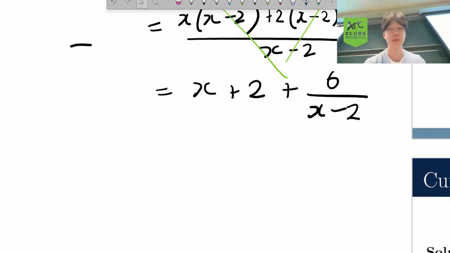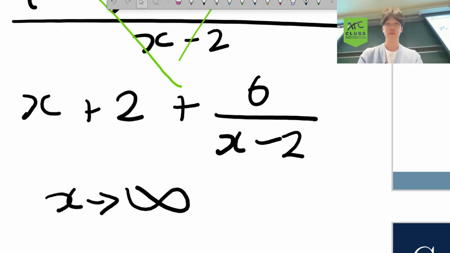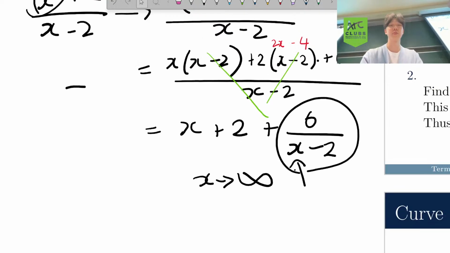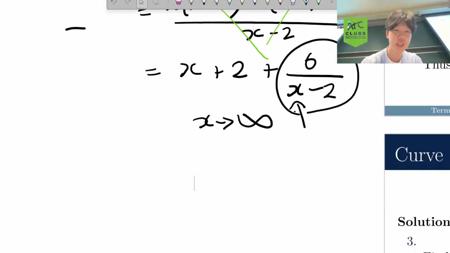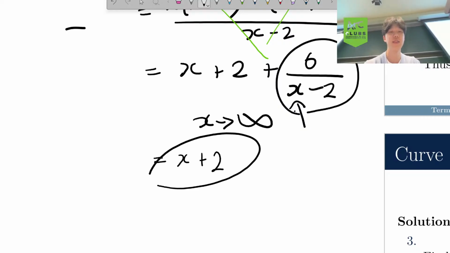If I want to see what happens as x becomes really, really big, our term on the right here, I see that, okay, x is on the denominator. So 6 divided by a really, really big number is just going to become really, really small. As such, what we have left is just x plus 2. And this is our oblique asymptote.